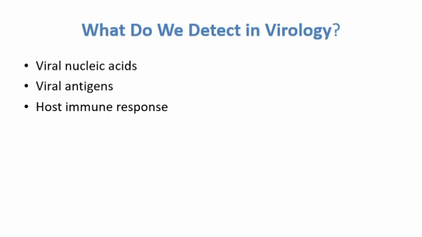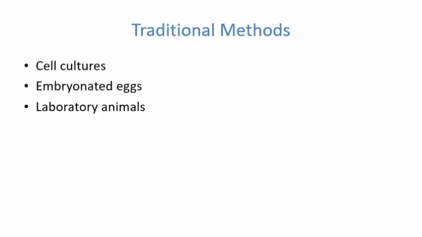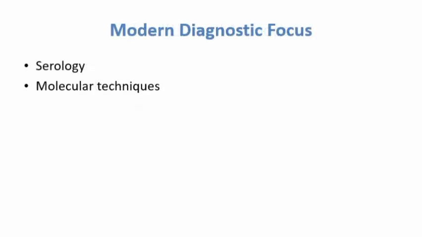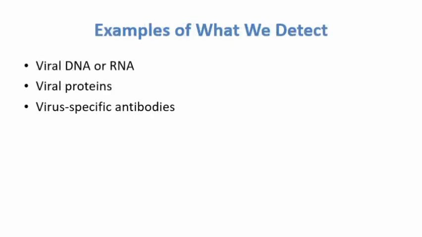Now, historically, viruses were studied using cell cultures, embryonated eggs, and laboratory animals. And yes, those methods still exist, especially in reference laboratories. But in modern diagnostic laboratories, especially clinical labs, the focus has moved strongly towards serology and molecular techniques. So instead of growing the virus, we detect viral DNA or RNA, viral proteins, or viral-specific antibodies in blood. And this is where virology starts to overlap with immunology and molecular biology in a very serious way.